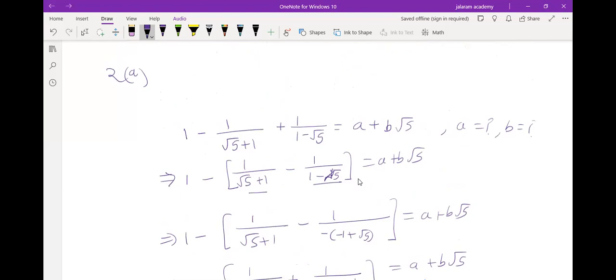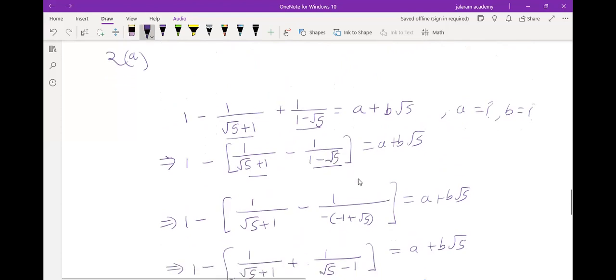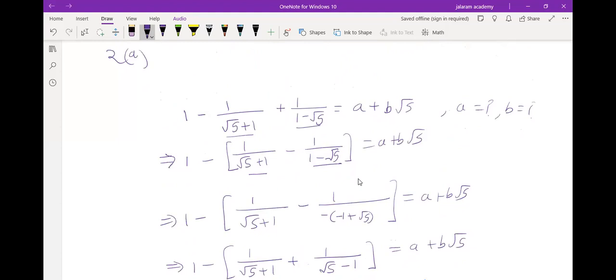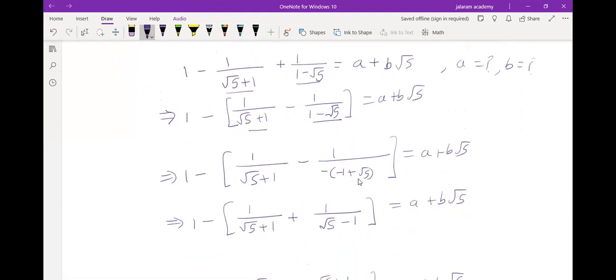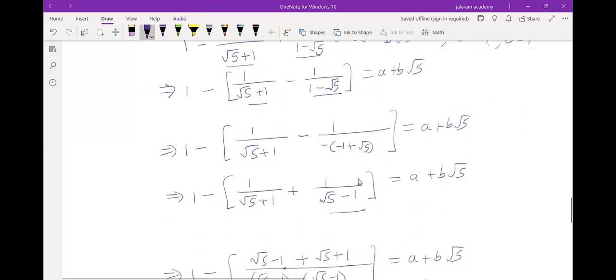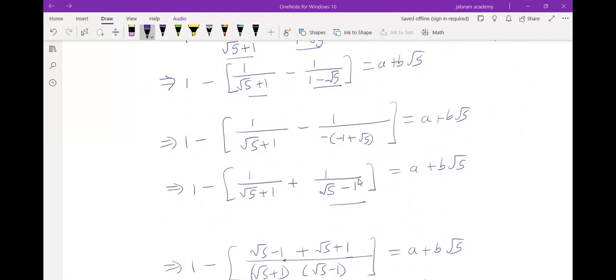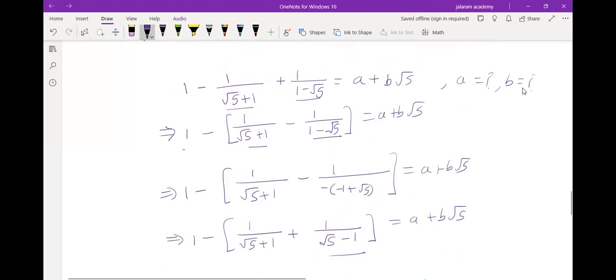Yes, sir. So if root 5 plus 1 and root 5 minus 1 are the rationalizing factors of each other, we have to convert them in the proper form. For this, if we take minus common to make 1 minus root 5 also as root 5 minus 1, it will be easier to solve. Okay. And 1 is rational, so write it separately. Then solve these two only.